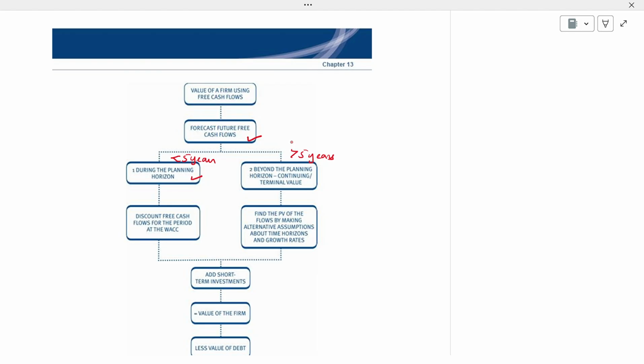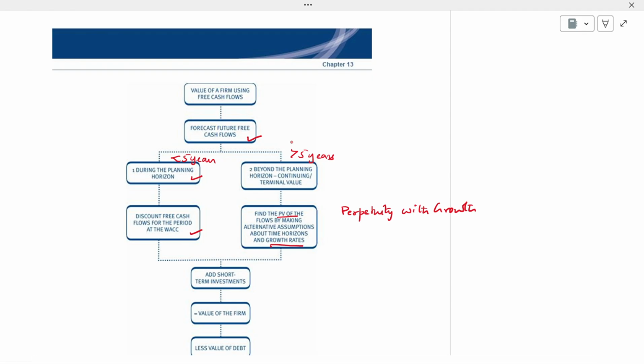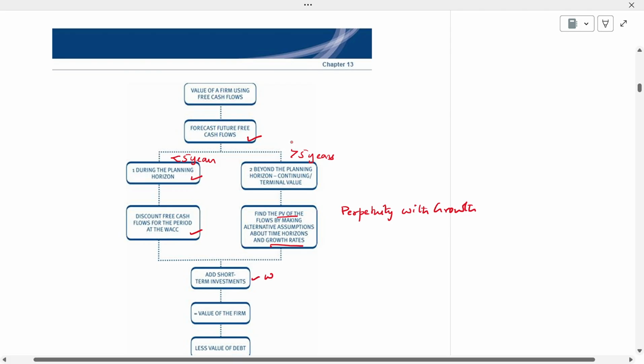Discount free cash flows for the period. Find the present value of the flows, based on the growth rates. We assume perpetuity with growth, or perpetuity without growth. Those are the calculation models we have to use here. Any short-term investments there are, in terms of working capital.